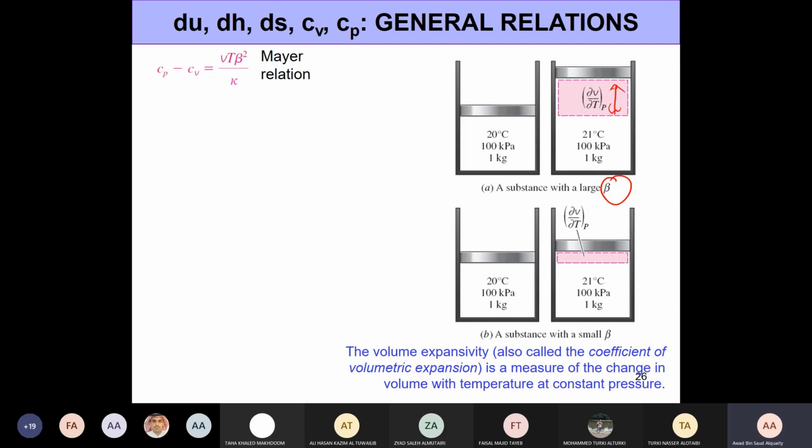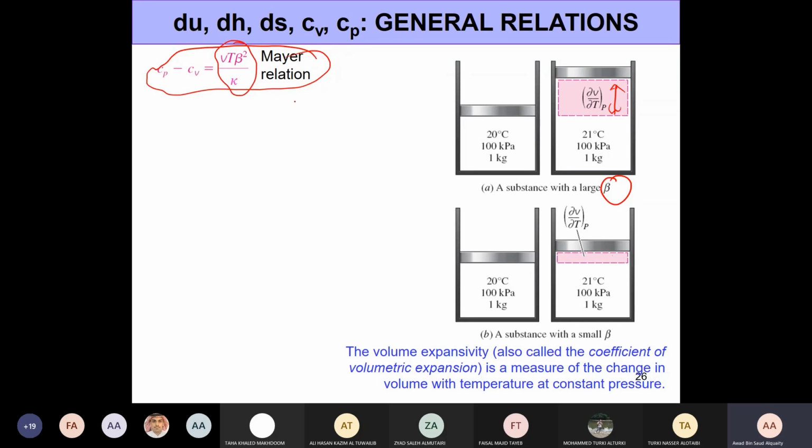So now, having looked at this visual representation, let's go back to the Mayer relation, which gives us Cp minus Cv in terms of beta, kappa, and specific volume and temperature. Let's look at this expression and try to understand something more about Cp minus Cv. Specifically, let's look at the right-hand side here.